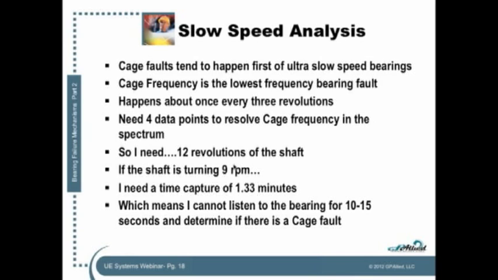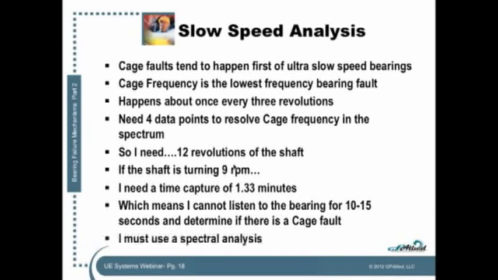So with respect to which technique should be used for slow speed bearings, it's usually a function of criticality. The more critical the bearing, the more concerned I am about finding cage defects and finding them early. The less critical the bearing, I may not worry with a cage defect. I may wait for an inner and outer race defect or a rolling element defect that I can easily hear in 10 or 15 seconds with an ultrasonic device. So my answer to which is better has everything to do with the criticality of the bearing you're checking.